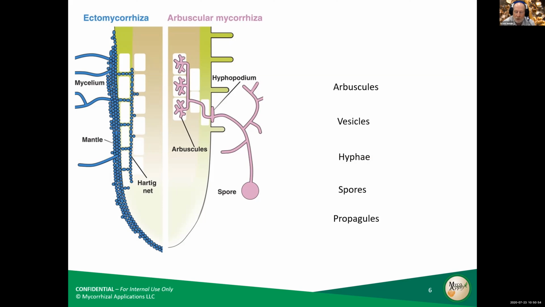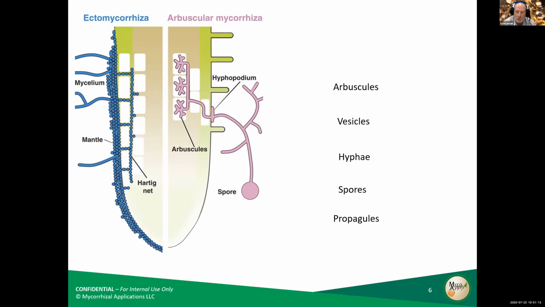Hyphae are the structures that go out into the soil. This is where you collect the nutrients and water. It takes it up into the hyphal network, and then it transports it back. So that's one of the unique things about mycorrhizae. Once it's taken up into the hyphal network, it's accessible to the plant.